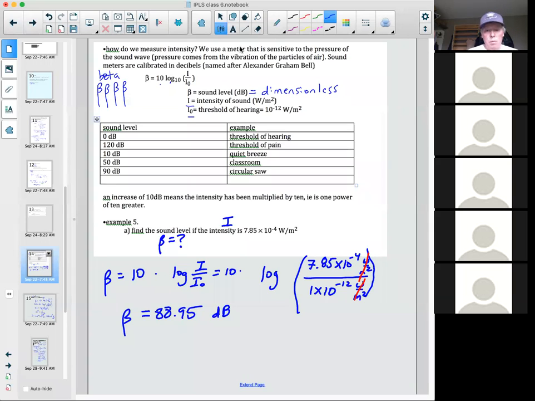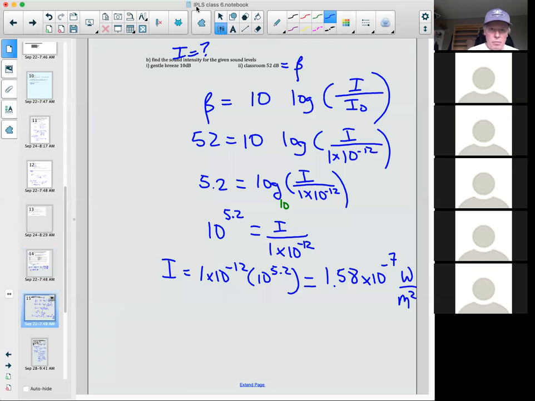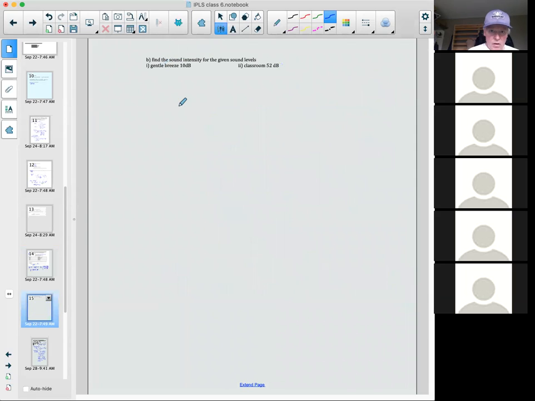All right, so now we'll go in the other direction. Say you have a sound level. How do you find the intensity? This is on page 101. I'll change the slide now. There are two here, A and B, 1 and 2. I'll just do the second one here.